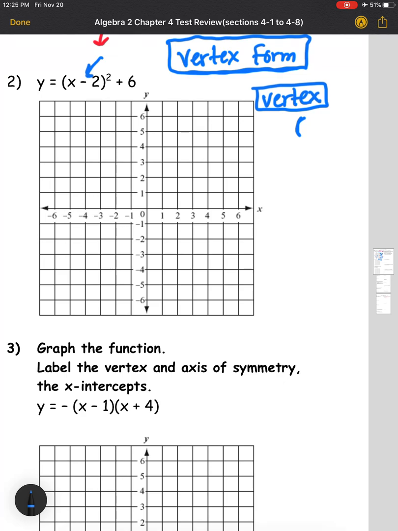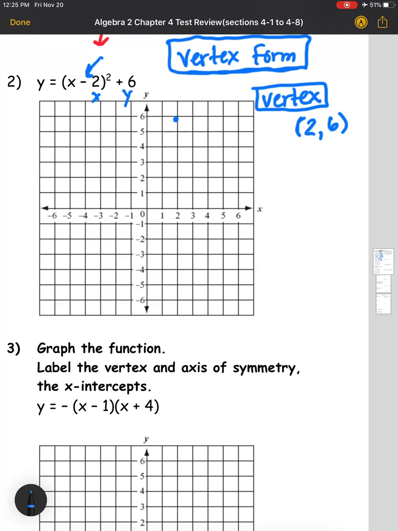whatever is inside the parentheses. You're always going to flip the sign on it. So right now it's a negative 2, and it's going to become a positive 2. That's my x value. The y value is always tacked on the end, and in this case, it is 6. So here's my vertex, 2, 6.